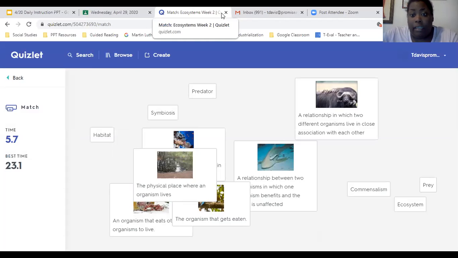So I want you to play the match game 2 times, and if you become comfortable with your academic vocabulary, I also want you to try to make an attempt at the gravity game.